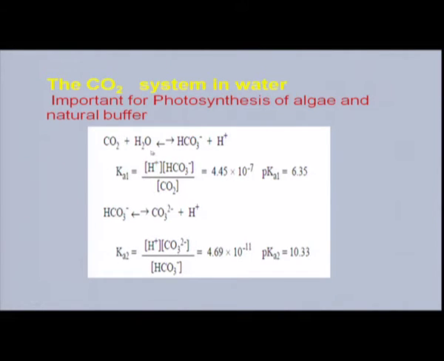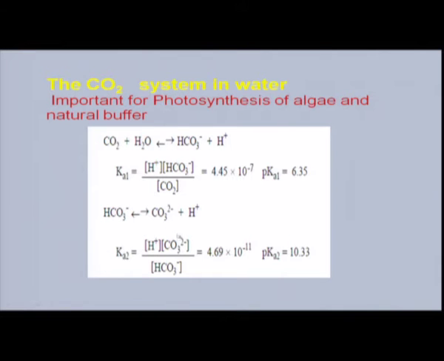Carbon dioxide, if it is dissolved in water, being a weak acid, undergoes dissociation to form bicarbonate anion and H plus. Okay. And the chemical equilibrium equation can be written for this also, and the dissociation constant value for this one is 4.45 into 10 power minus 7, that is, the pKa1 value is 6.35. And this bicarbonate can further lose a proton and become carbonate anion, CO3 2 minus, plus H plus.